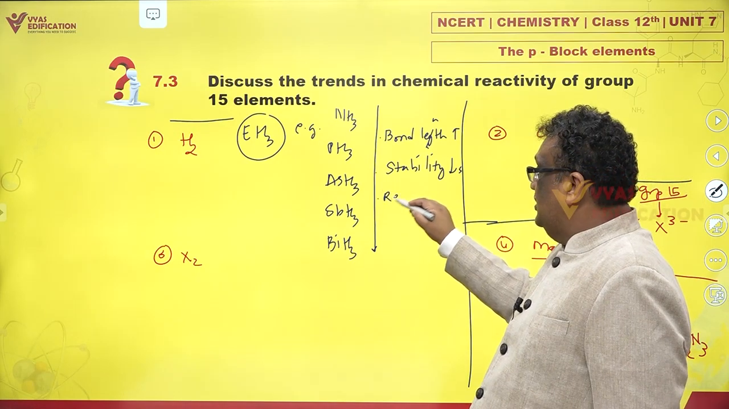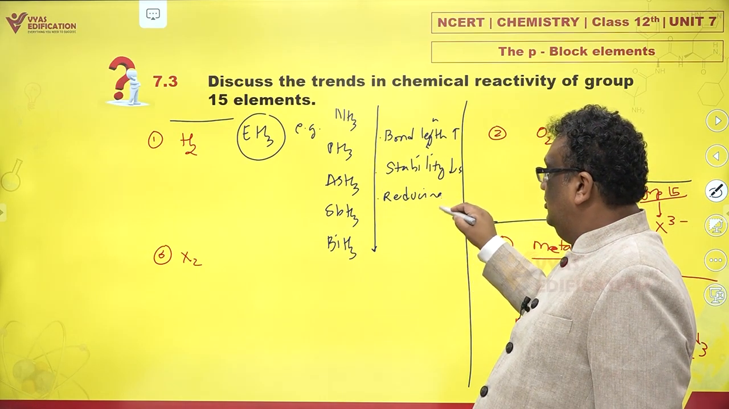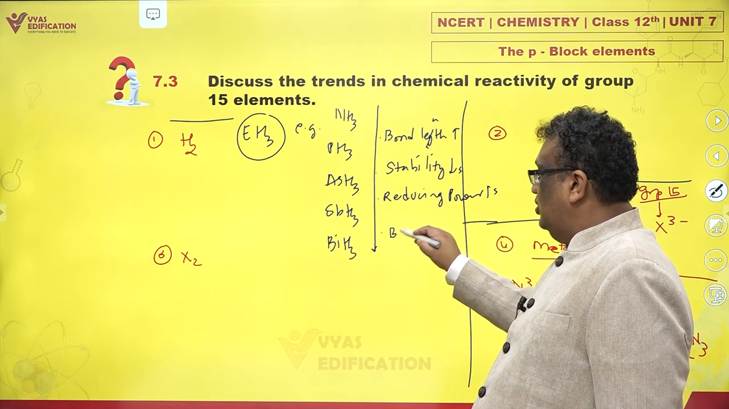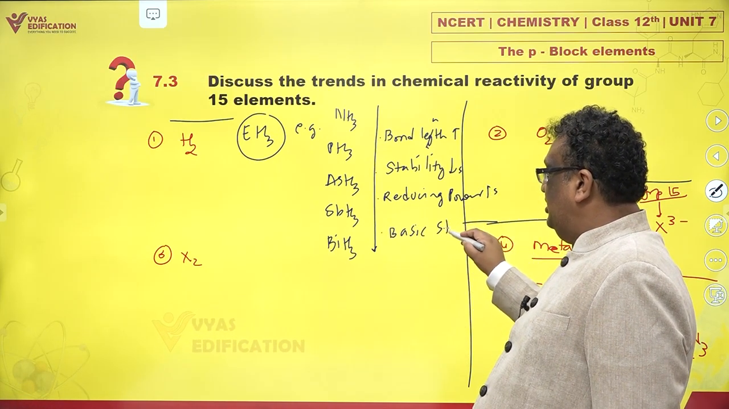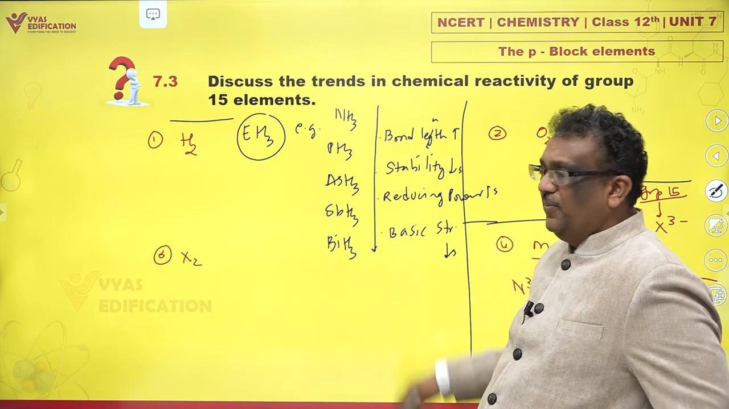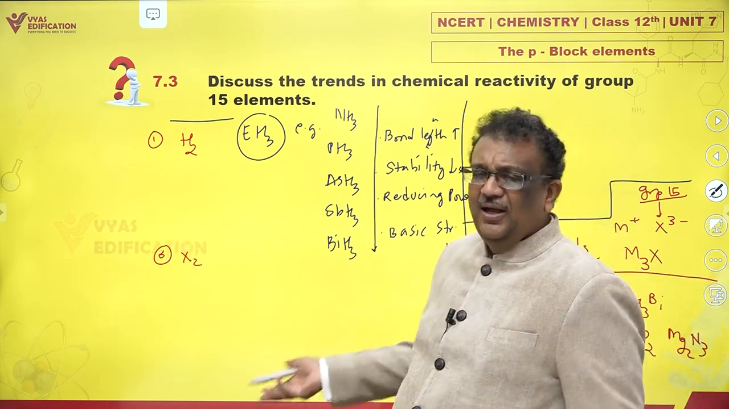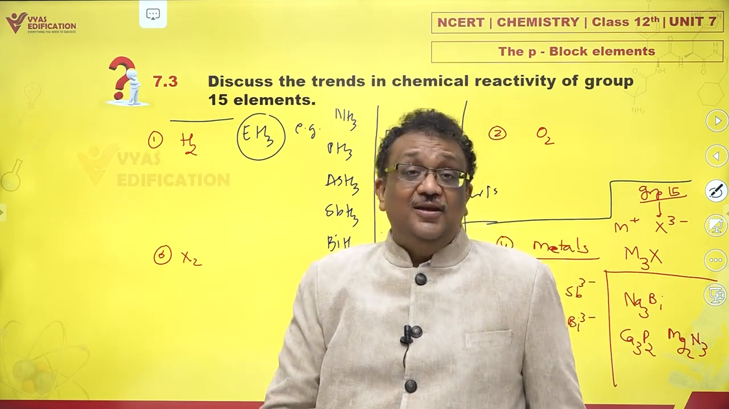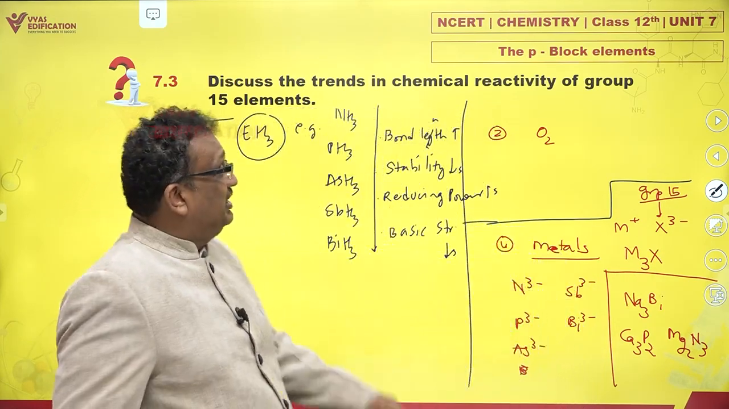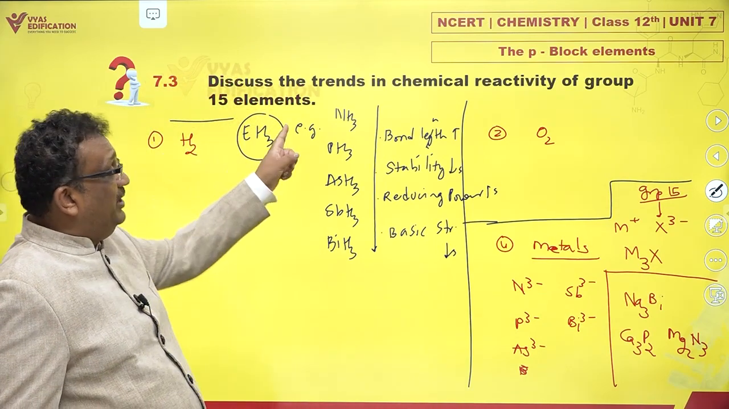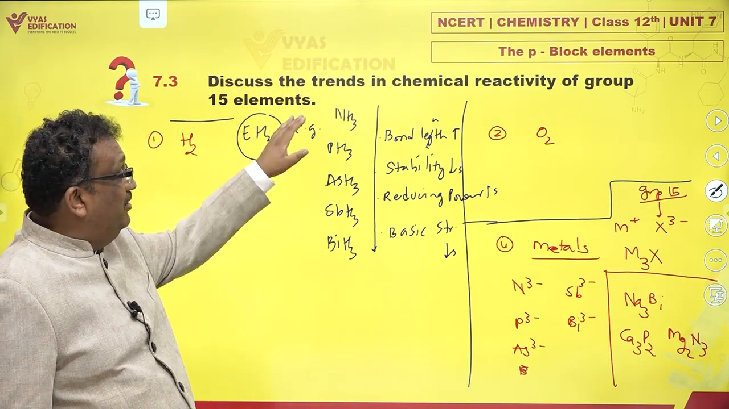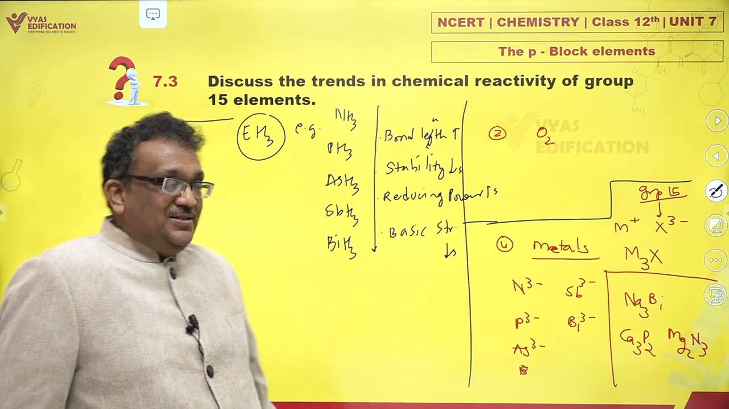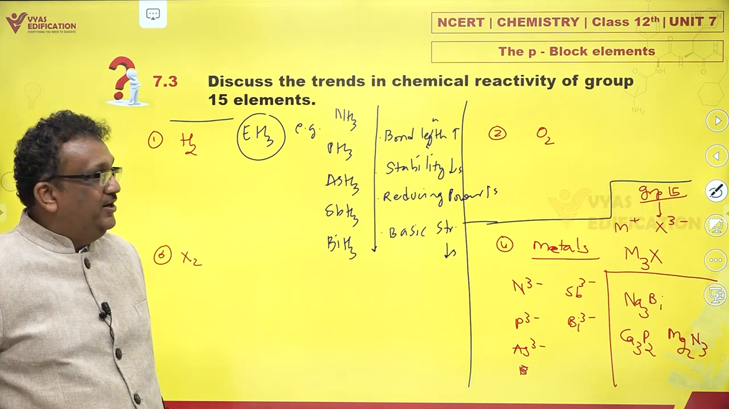So reducing power increases, and not just that, basic strength decreases. I've told you 4 properties. We can talk about more also, but again, this is what is expected for you to write down the trends. But I repeat, these are not strictly speaking trends of reactivity of elements. These are the trends of reactivity of element hydrides, which is best explained in NCERT. Nonetheless, this is as regards hydrogen.